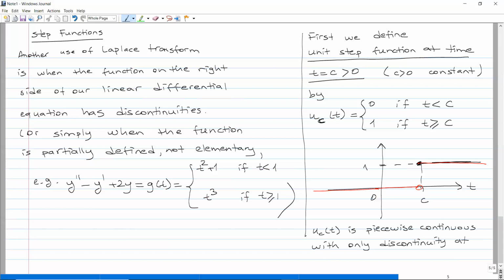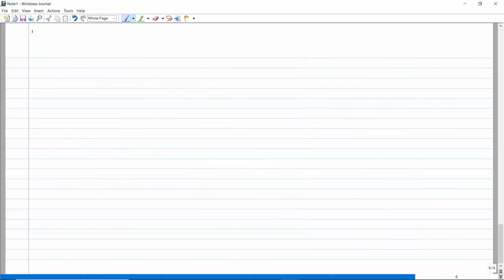At time t equals c. And we use this unit step function to write other partially defined functions in a more compact form. So we use unit step functions to write partially defined functions.